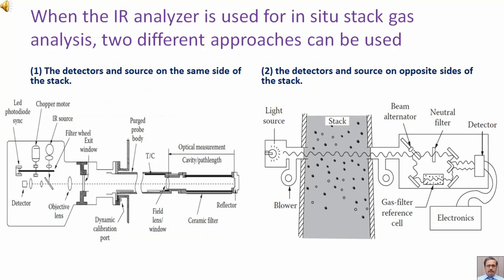When the infrared analyzer is used for in situ stack gas analysis, two different approaches can be used. First approach: the detectors and source on the same side of the stack. Second approach: the detector and source on opposite sides of the stack.